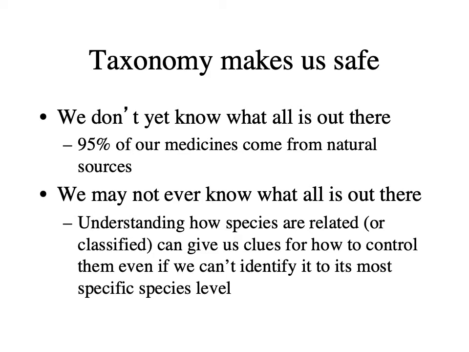Understanding how species are related can give us clues for how to control unidentified things. If we haven't identified something down to its specific species level, we can see how it compares to other things, how it's genetically related to something on the phylogenetic tree of life, and how it may be similar or different to other organisms. We can use what we do know for identification and classification.